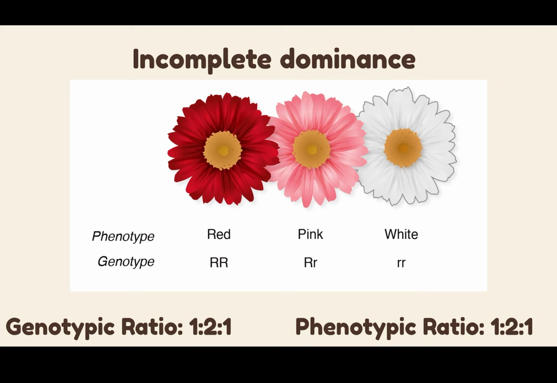Another example is incomplete dominance, which is a pattern of inheritance in which the phenotype of the heterozygote is somewhere between the two parental phenotypes. In this example, it would be between the red and white, so it becomes pink, and the genotypic and phenotypic ratio is 1 to 2 to 1.